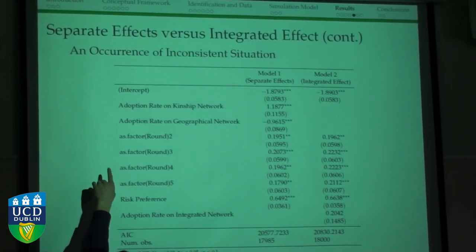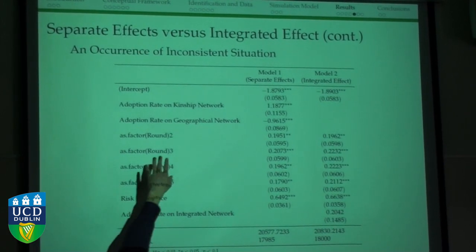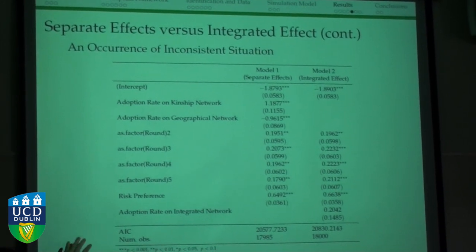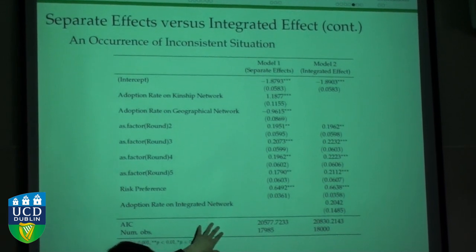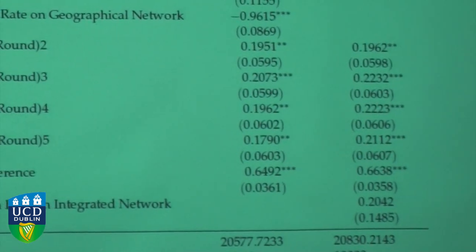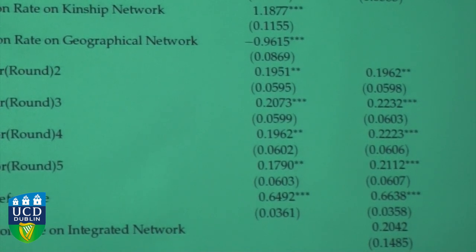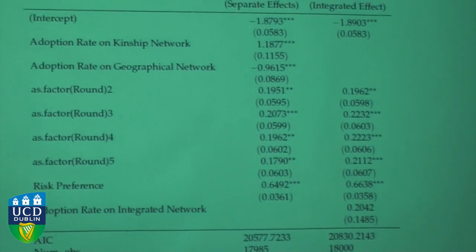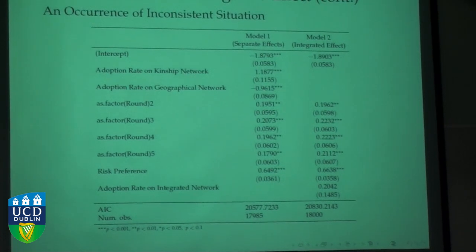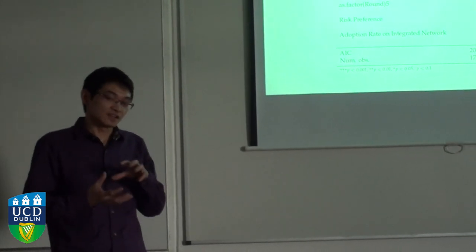If we separate these as two different types of ties, both effects are significant. Both of them are significant when we treat them separately. But if we put them together and treat them as an integrated effect, it becomes not significant, which means if we don't look at them in detail, we won't find the experience peer effect. Actually, in the work published in Science in 2003, they treated the peer effect as a whole and found it insignificant.